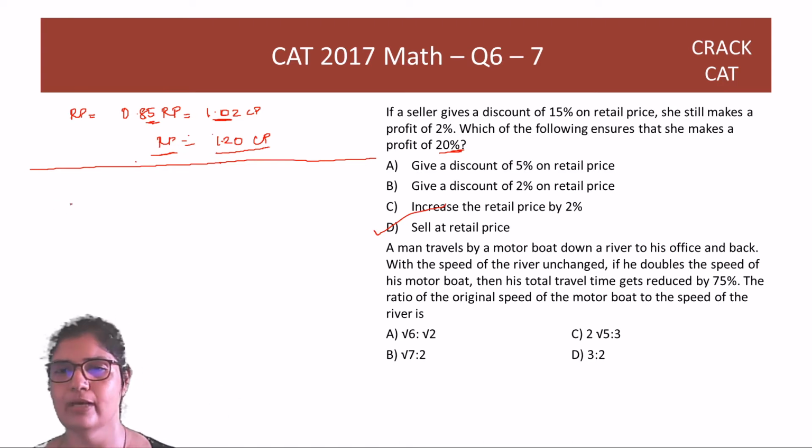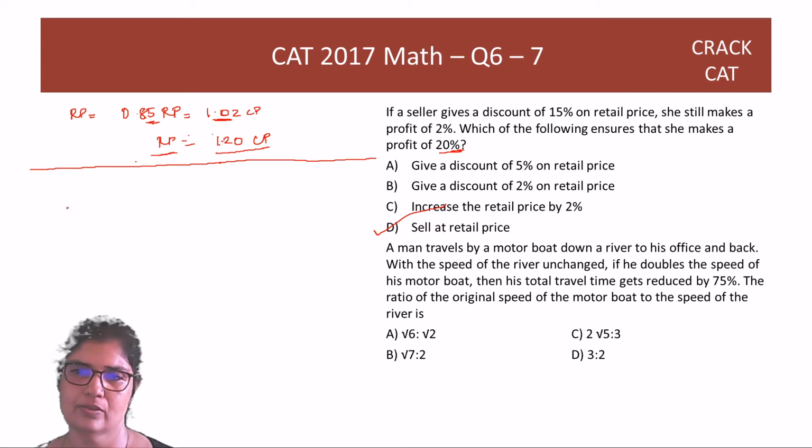A man travels by a motorboat down a river to his office and back when the speed of the river is unchanged. If he doubles the speed, then the round trip travel time gets reduced by 75%. So normally, I think you should have a motorboat to office and back. Why are we getting pushed around in city vehicles, right?